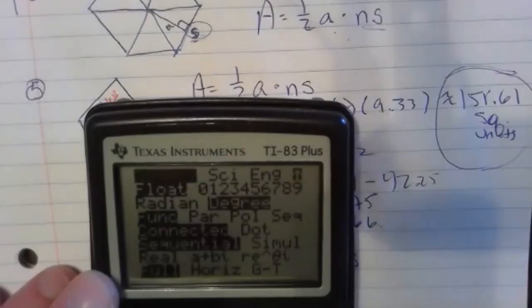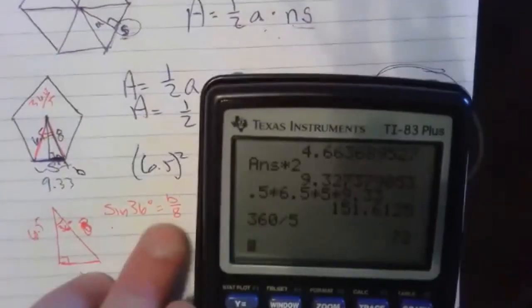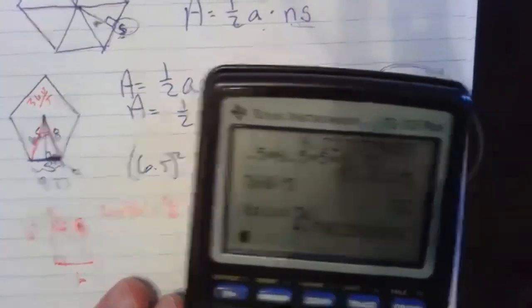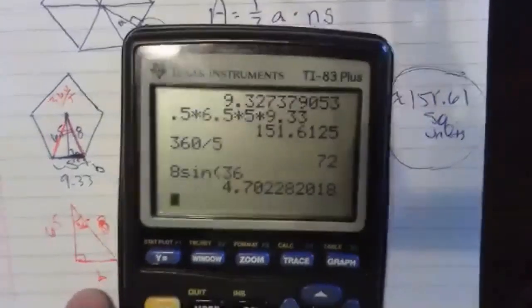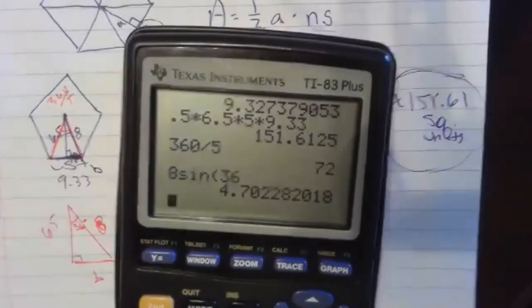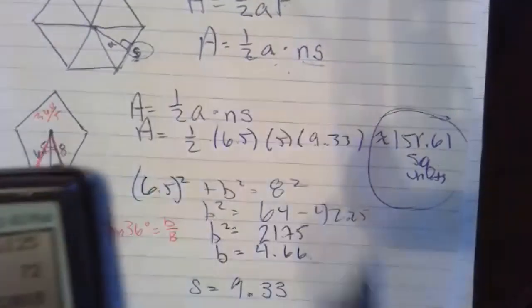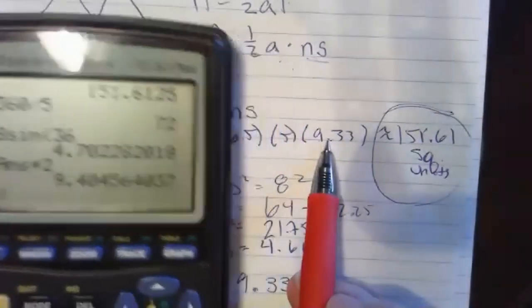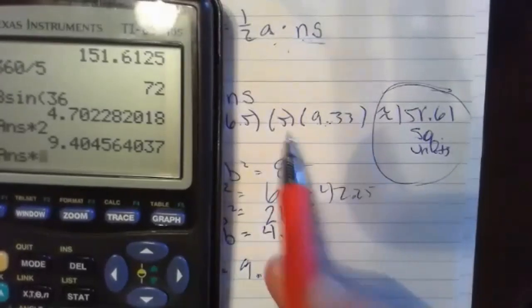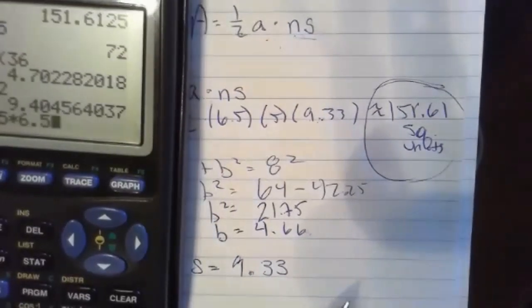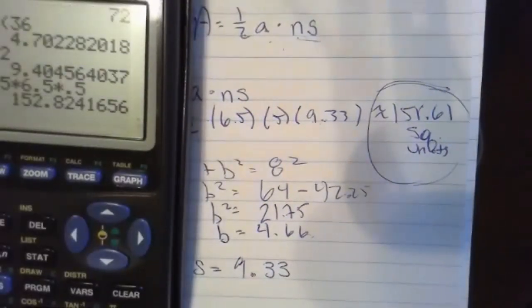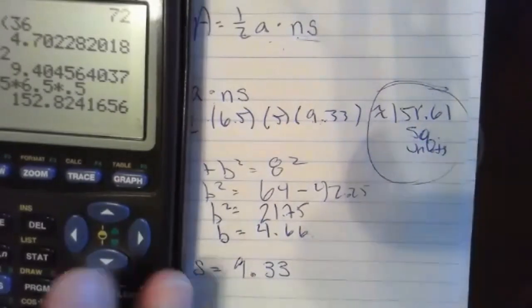I'm just making sure I'm in degree mode. So to get b by itself, I'm going to do 8 times sine 36, and I get about 4.7. Now that gets me half of the side. So let me multiply that by 2, and I get about 9.4, right? And here I got 9.33. And so now I'm going to multiply that by 5, multiply it by the apothem, multiply it by 0.5, and I actually get a little bit off still, 152.82.